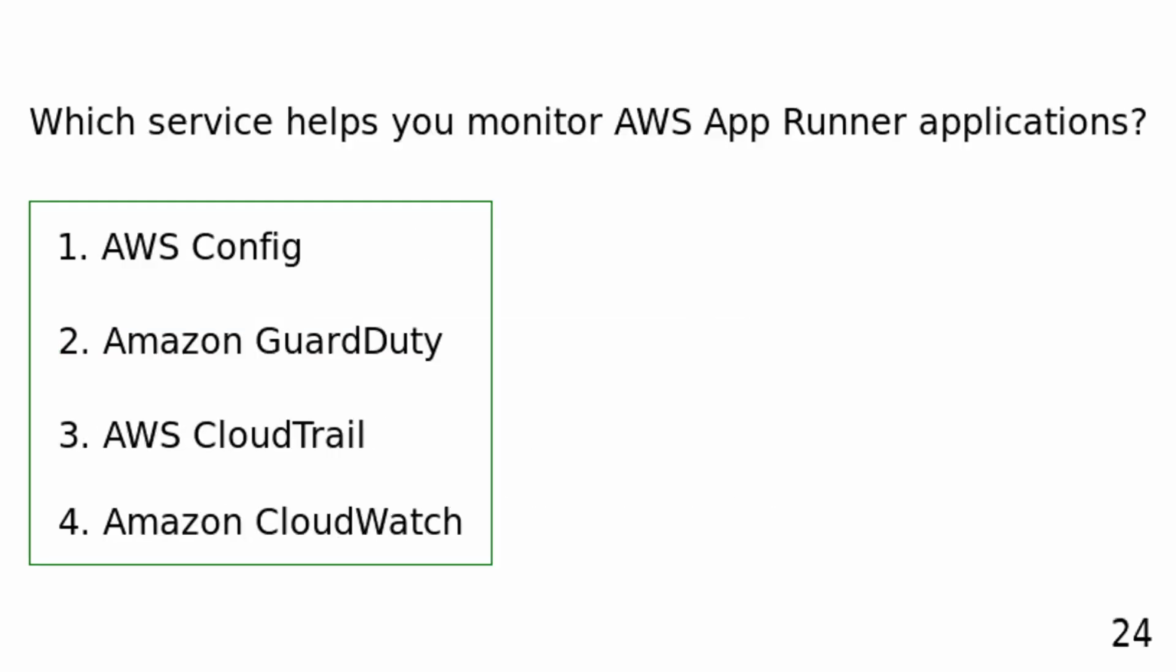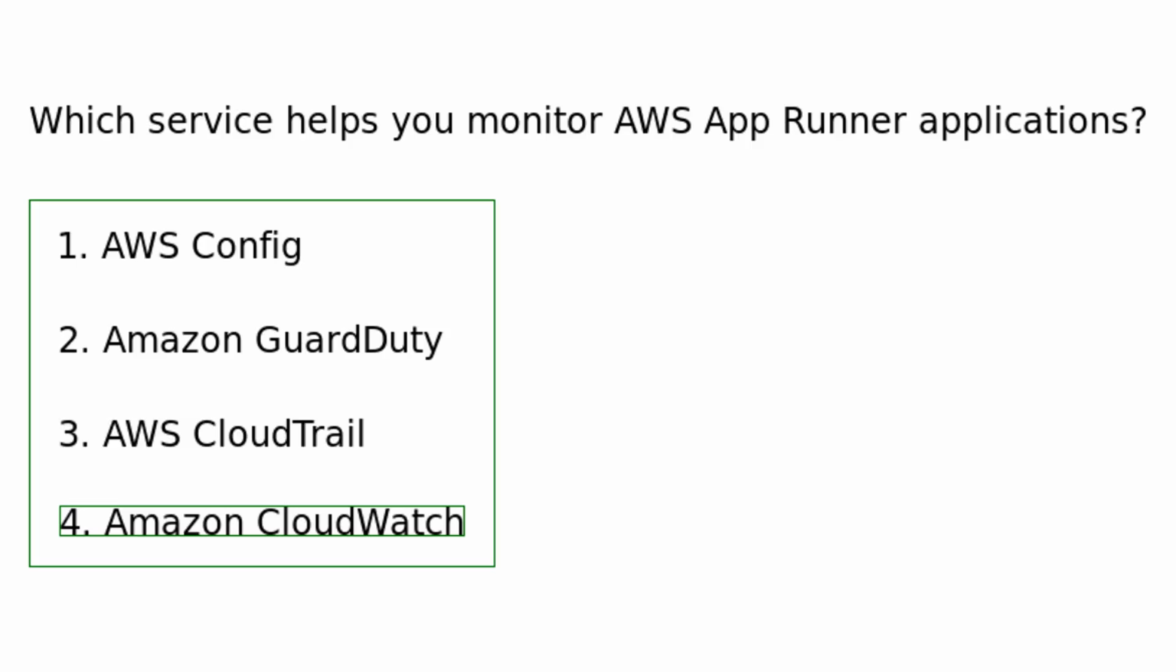Which service helps you monitor AWS App Runner applications? AWS Config. Amazon GuardDuty. AWS CloudTrail. Amazon CloudWatch. Amazon CloudWatch helps you monitor AWS App Runner applications by providing metrics and logs for performance and health monitoring.